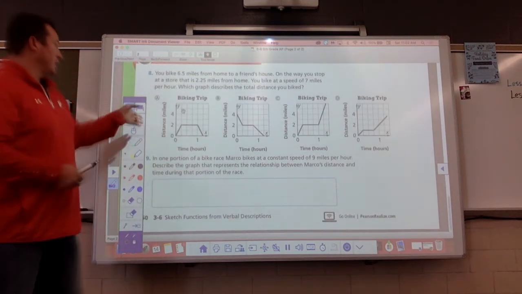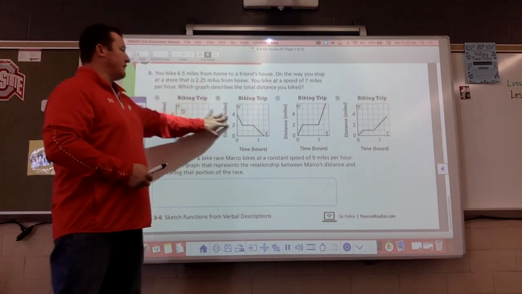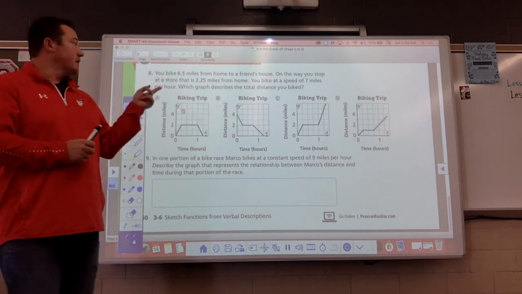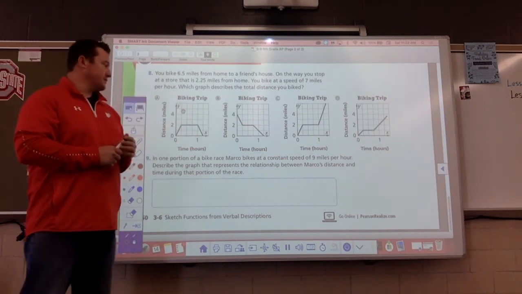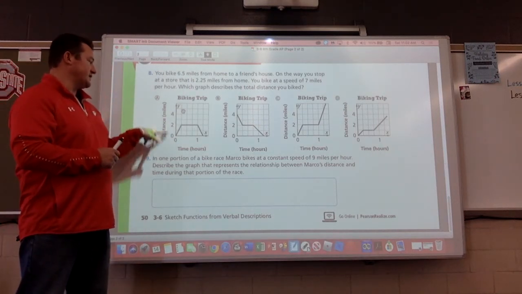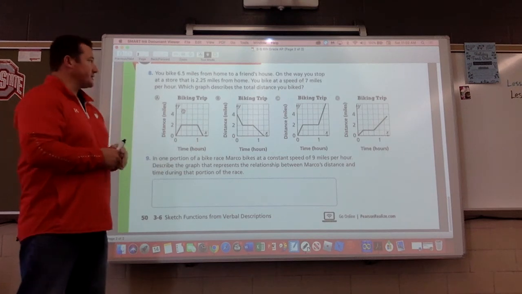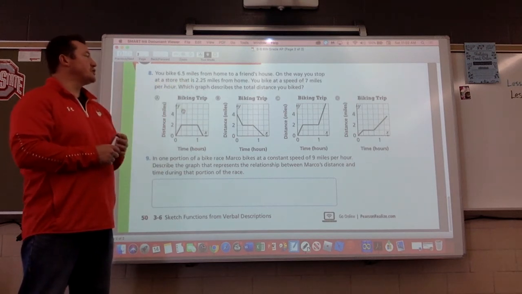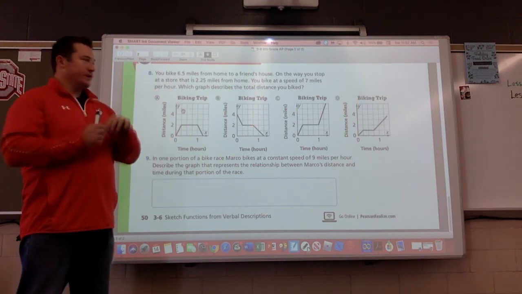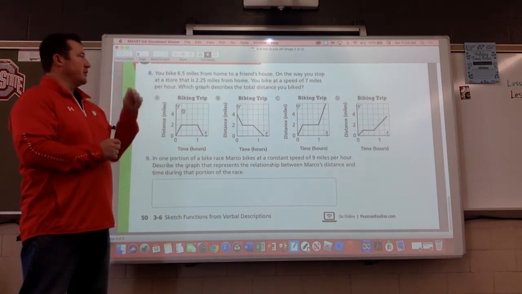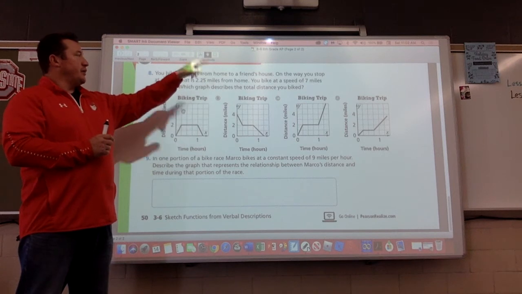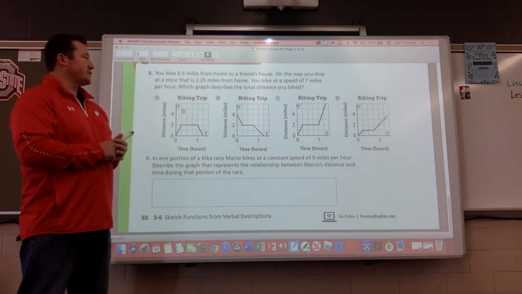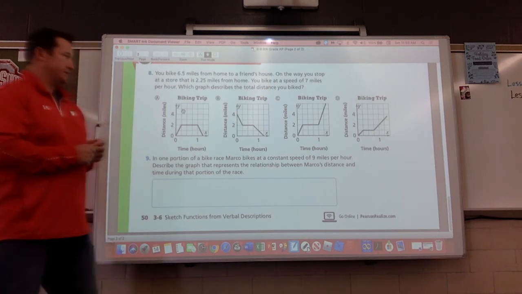Here we go. I'm given a scenario here. I think I've got to pick it out. We bike 6.5 miles from home to a friend's house. Okay, again, this is distance in miles, time in hours. On the way, we stop at a store that's 2.25 miles from home. So we go a little bit from home, we stop. All right, then we probably go on to our friends. You bike at a speed of 7 miles an hour. Which graph describes the total distance you biked?